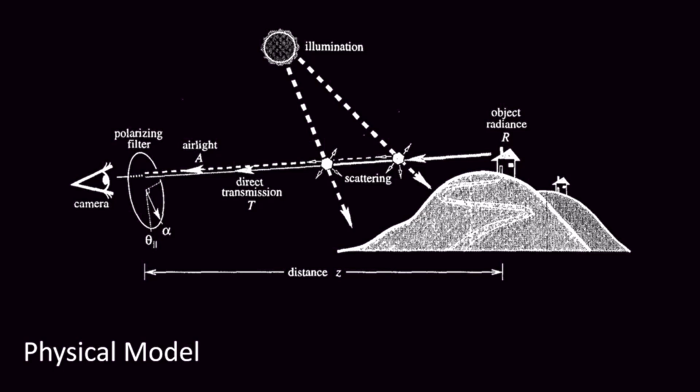The important insight here is that the luminance at each pixel in the image has two components. One is the object radiance R, that is reflected off of the objects in the scene, and it is attenuated by the distance z because it's scattered by the particles in the air on its way to the camera. The second component is air light, which is the ambient light that's scattered off of the particles in the air that happens to be in the direction of the camera.